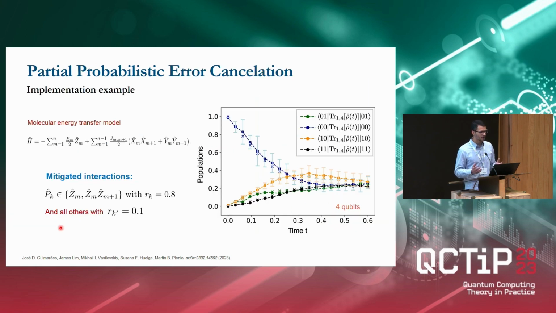So let me give you an example of this. Again, we implemented this molecular energy transfer model for a 4-qubit simulation in emulated IBM Q devices, which means essentially that the noise is classically simulated by Qiskit. And we mitigated the interactions, so these dephasing interactions, for single qubit and correlated 2-qubit dephasing noise. For 80%, okay, so we mitigate 80% of these dissipative Pauli interactions in the circuit, and all others by 10%. This is just a mere example.